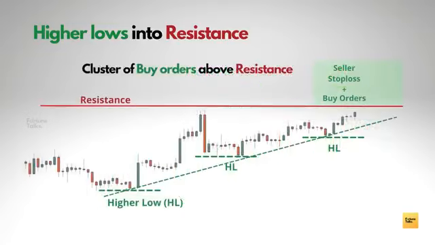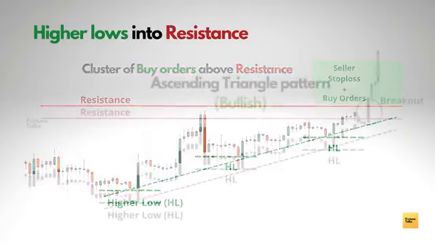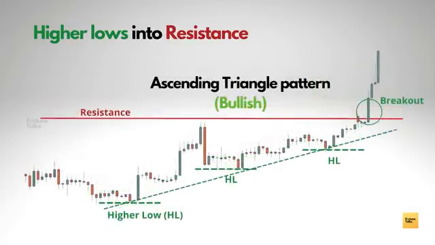And the final thing to keep in consideration is that there are buy stop loss orders clustered above the resistance, which are kept by those sellers who went short at the resistance level. And clearly this is a sign of bullish strength. Now you might be familiar with this chart pattern called the ascending triangle pattern. So if you spot such a pattern in the market condition, it means that the market could break out higher, right? It's the exact same scenario here.